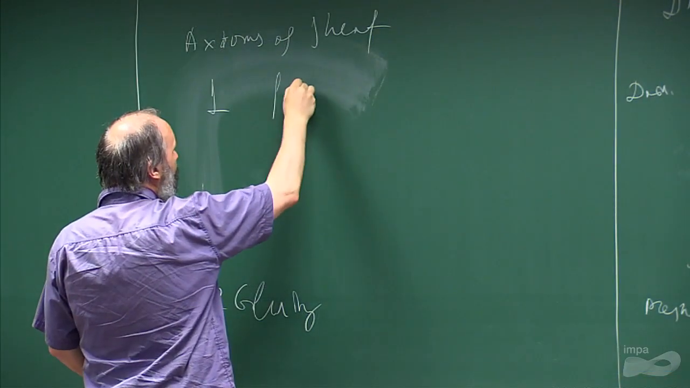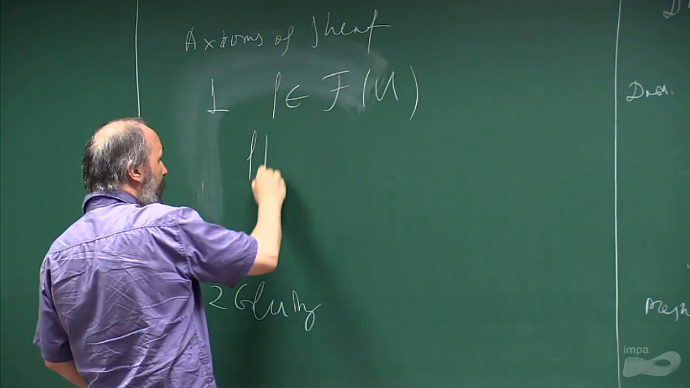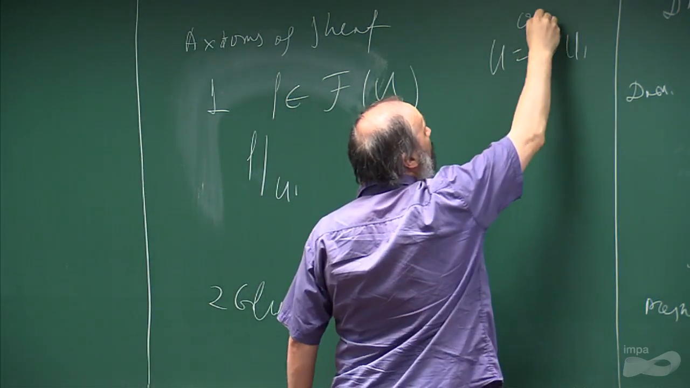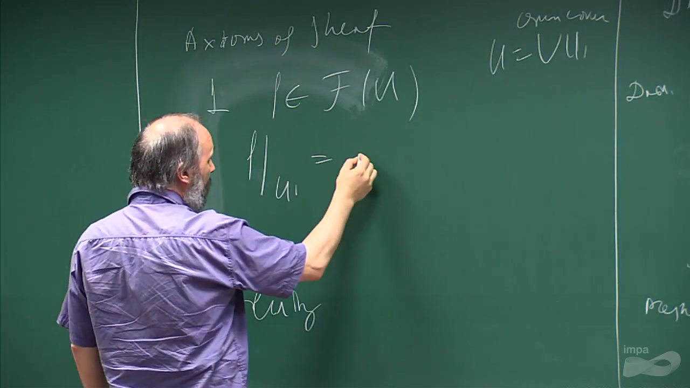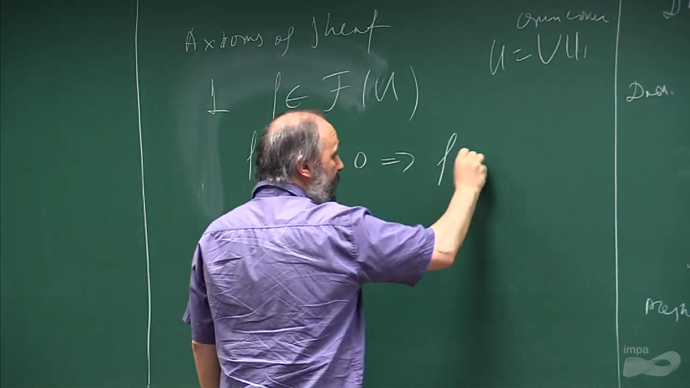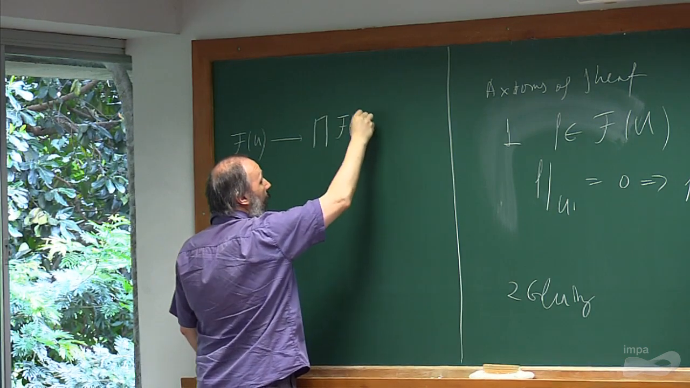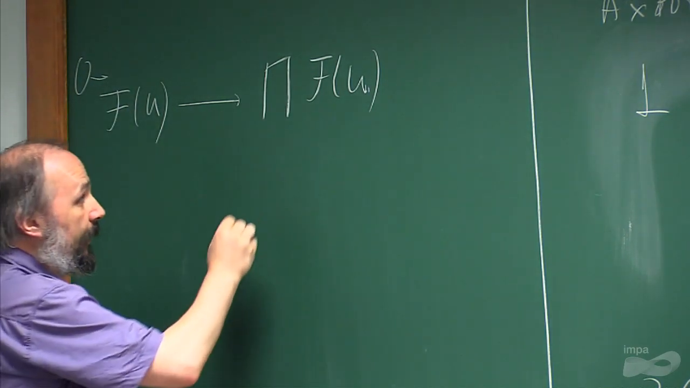Okay. And the first axiom is the following. Suppose you have F, a section, and then F restricted to U_i, where U is a union of U_i, again an open cover, is equal to 0. And then F is equal to 0. You can think of that as the exactness of the following sequence. You have F of U, then you restrict it to the product of F of U_i. This should be an embedding.